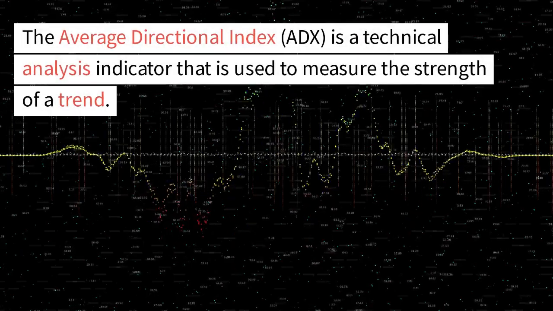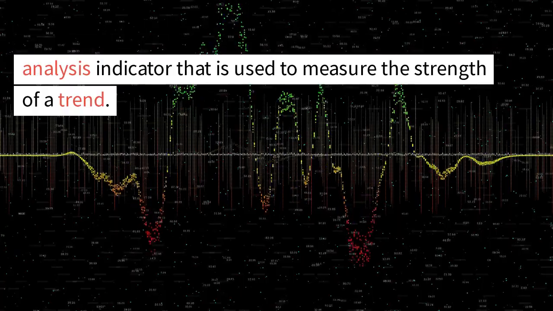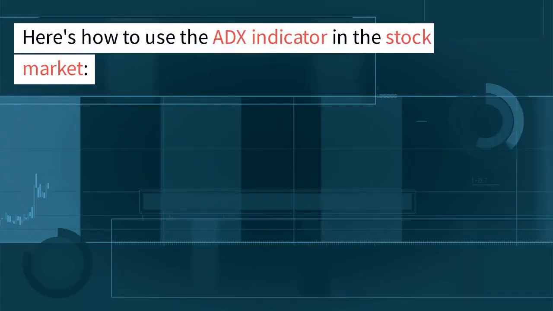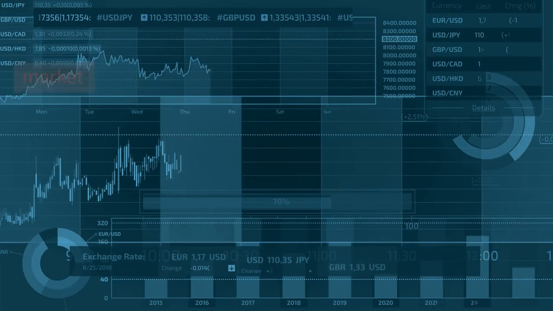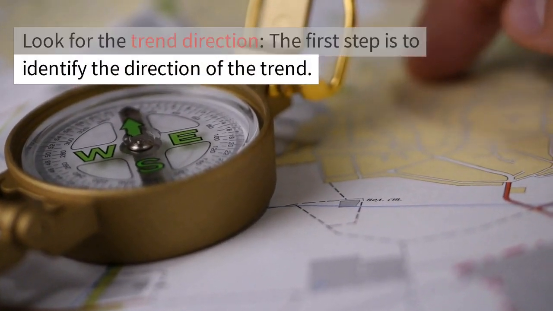The average directional index, ADX, is a technical analysis indicator that is used to measure the strength of a trend. Here's how to use the ADX indicator in the stock market. Look for the trend direction. The first step is to identify the direction of the trend.